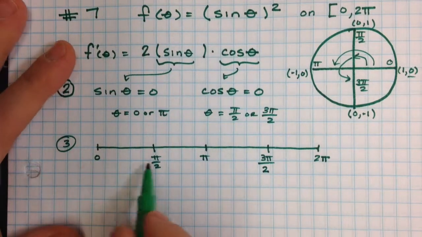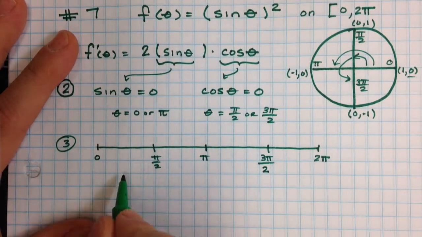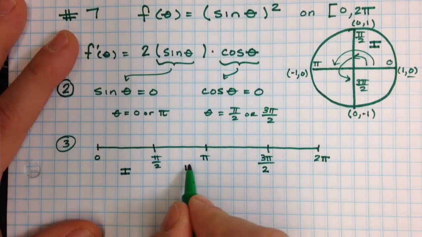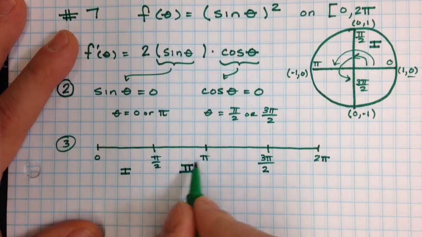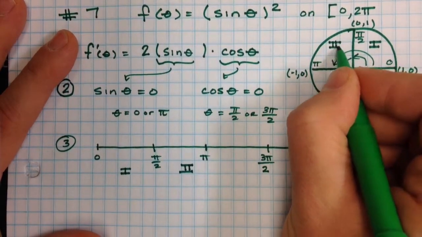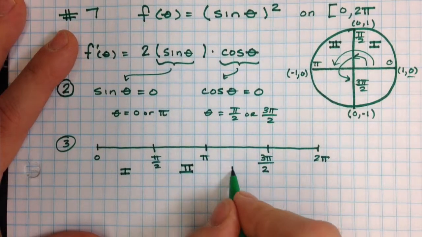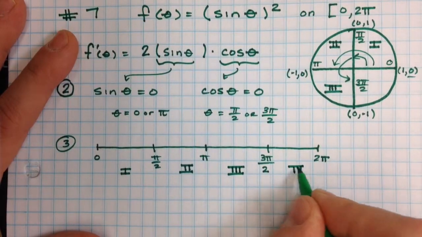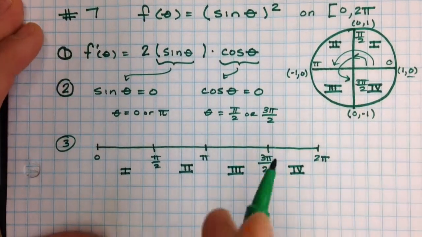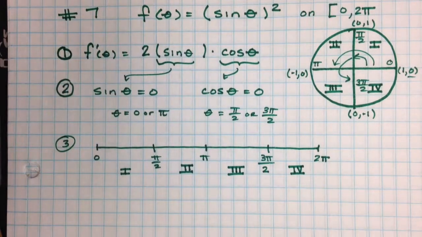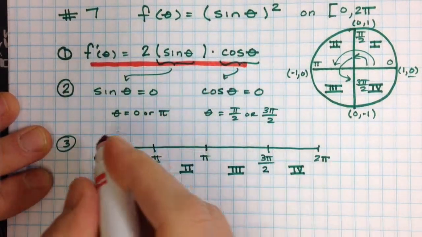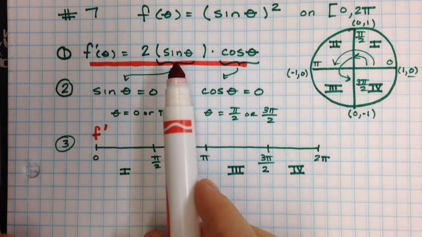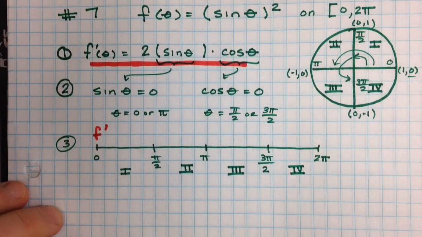Now keep in mind that when we divide it up this way, it ends up that this first region corresponds to quadrant number 1 in the unit circle. The second region, from pi over 2 to pi, corresponds to the second quadrant, and so on. If you look at our derivative, which is what we want to assess the sign of, you can figure out pretty quickly whether it's going to be positive or negative by looking at the unit circle.